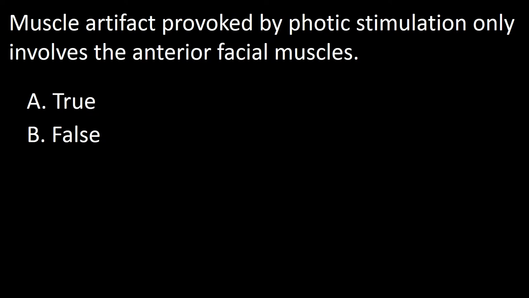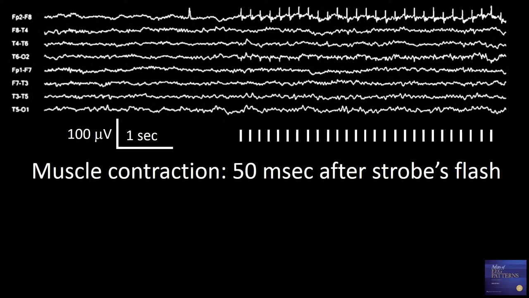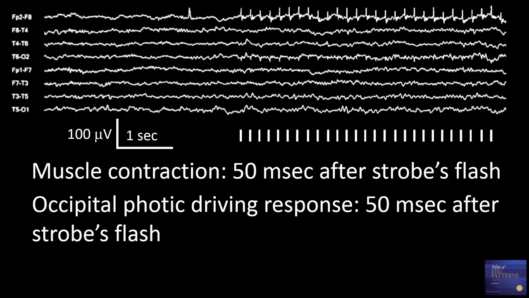Next question. Muscle artifact provoked by photic stimulation only involve the anterior facial muscles. A true, B false. This is an example of photomyoclonic artifact. Photomyoclonic artifact occurs about 50 milliseconds after the strobe of flash. They may coincide with the occipital driving response, although that response is not present in this frame.